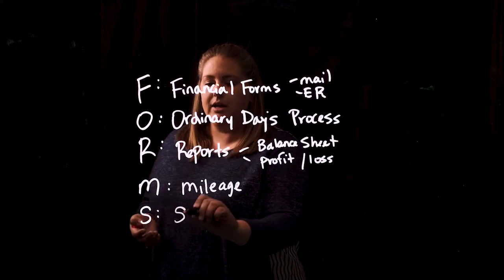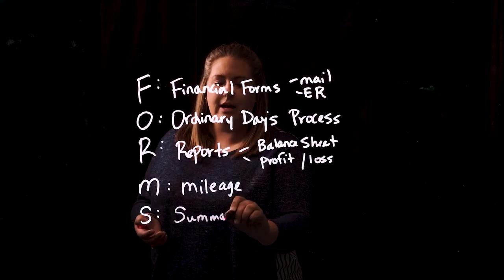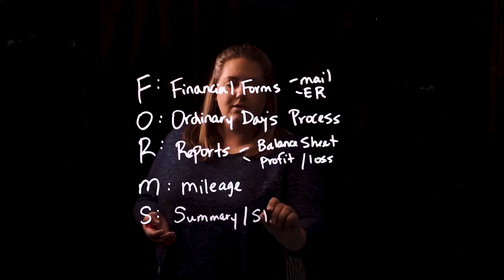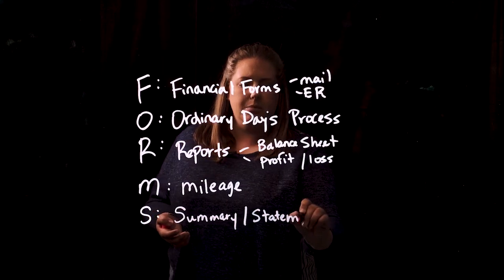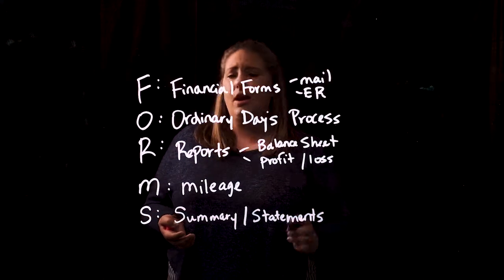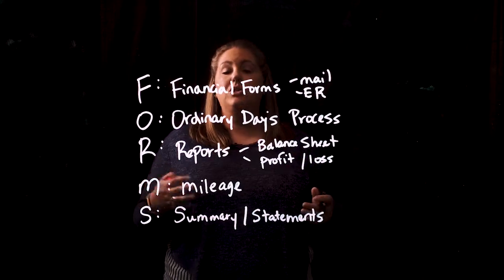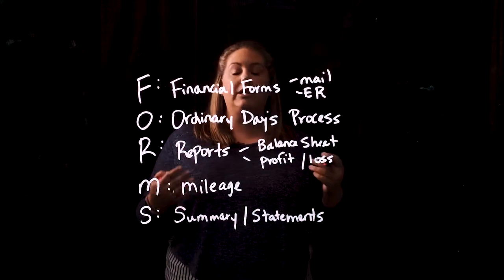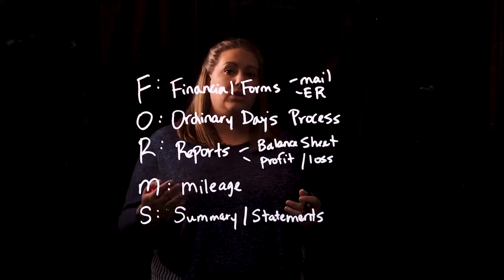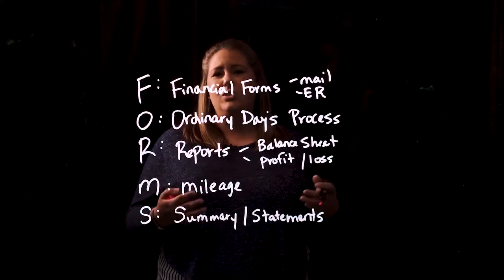The last one is summary and statements. And what I mean by this, the statements part is pretty simple. It's just having your bank account or credit card statements all compiled in a simple way. So if there's a transaction or an expense or some number that you need to look up to tell your accountant, you can do that easily.